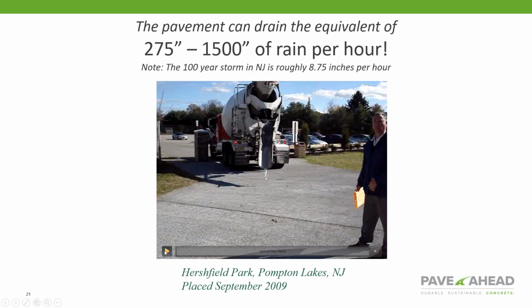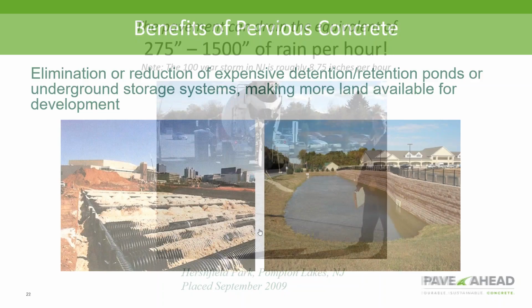Well, this is supposed to be a video that will show a mixer truck dumping the water and it disappearing in about 30 seconds. The point of the video was to show that a pervious concrete pavement system can drain anywhere between 275 to 1,500 inches of rain per hour. To give you a comparison, in New Jersey, the 100-year storm, which is the worst storm event you'll get in a century, dumps around 9 inches per hour. So this system can handle a lot of water. I apologize for the technical difficulty with the video.